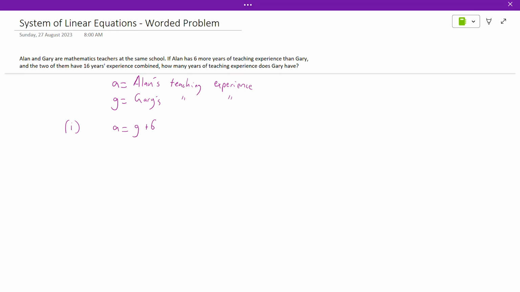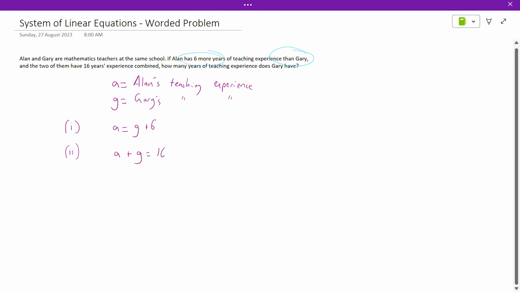And where I've got that from in the question is just this part up here: Alan has 6 more years of teaching experience than Gary. So that's those two parts. Second thing, let's title our second linear equation. The two of them, so that's Alan plus Gary, have 16 years experience combined. So as a mathematical equation, that's going to be A plus G equals 16.